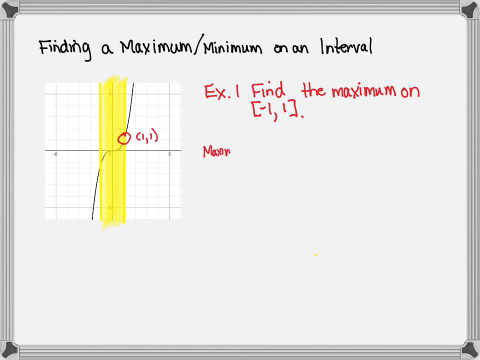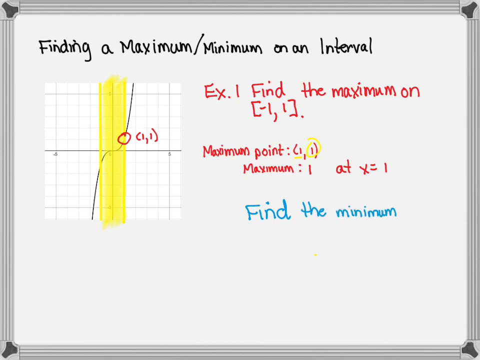So I could say the maximum point is at (1, 1). And the maximum value is the y value, 1, at x equals 1. So if I want the maximum point, I'm going to give a coordinate. If I want just the maximum or the maximum value, I'm giving the y value.